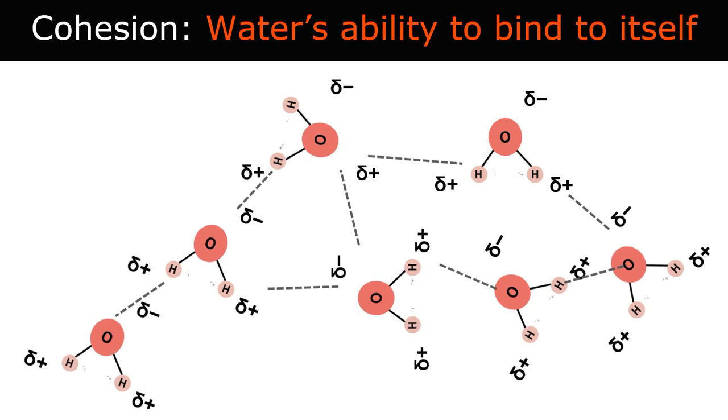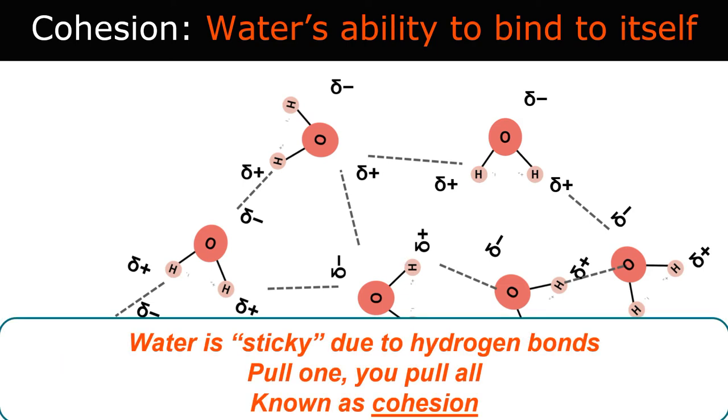So cohesion is water's ability to bind to itself, which is what's always happening with these hydrogen bonds. The reason that water is cohesive is because of those hydrogen bonds. So water is going to be sticky, for all intents and purposes, due to those hydrogen bonds. And when you pull one water molecule, you're going to pull them all. So that's what it means to be cohesive. And you can test this yourself. If you have a little bit of water and you pour some on your table and you stick your finger in it and you pull that water away, you're going to pull some water with it. That's because the water is holding on to its other little friends because of this cohesion property.